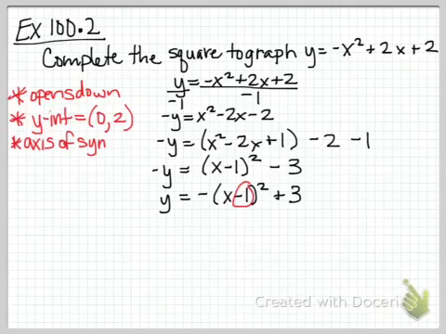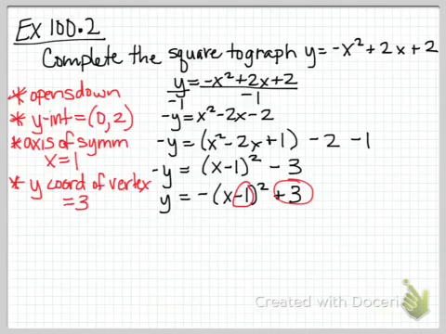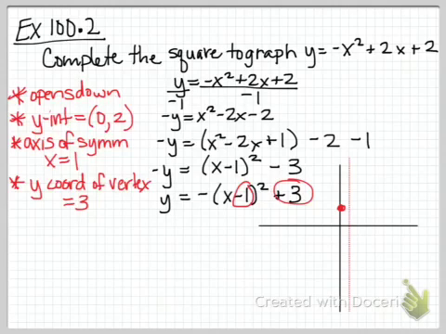So we look at that -1 inside the parentheses. That tells us that our axis of symmetry is x equals 1. We know that the y-coordinate of the vertex is going to be 3. So when we graph it, we will graph our y-intercept at (0, 2), our axis of symmetry at x equals 1. Then we know that the y-coordinate of the vertex is at 3. So on that axis of symmetry, go up to 3 and make a point.